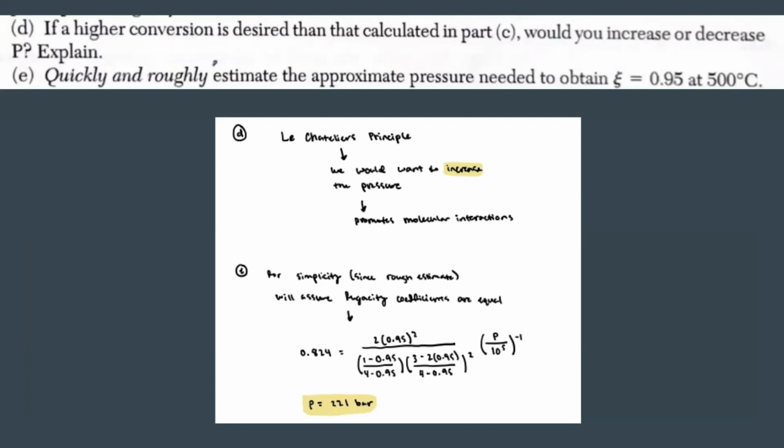So for part D, if a higher conversion were desired, the pressure would be increased in order to promote greater molecular interactions. For part E, the pressure needed for 95% conversion was calculated to be 221 bar, or 22.1 megapascals, by simply plugging that value, xi equals 0.95, into the equation that we had in part C, and then solving for pressure.